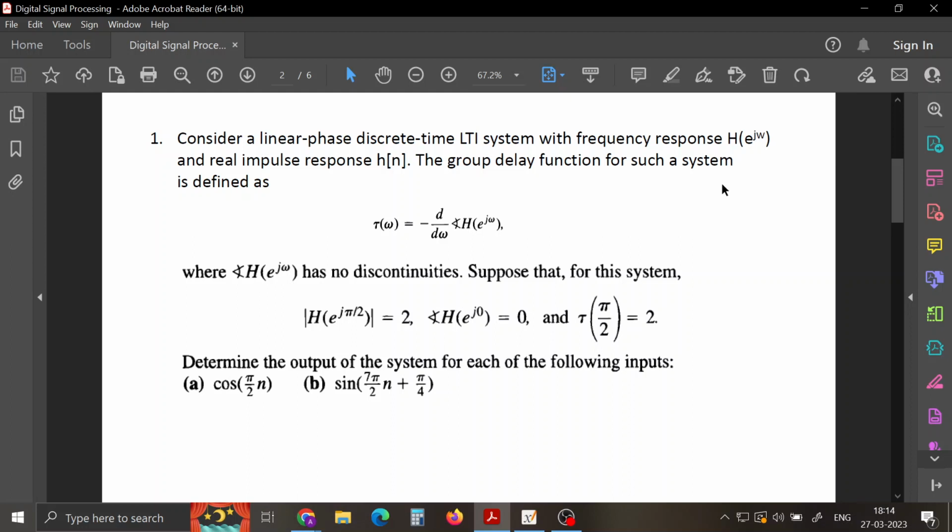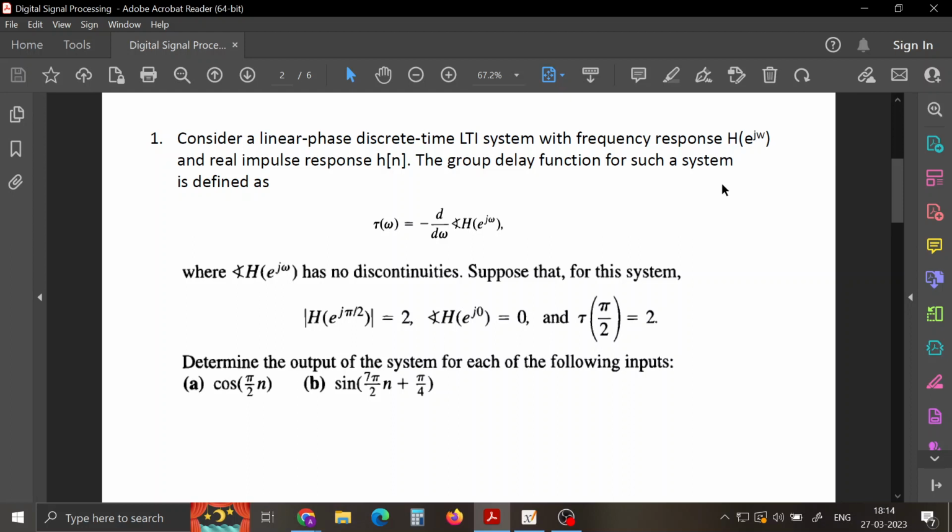Alright. In the question, the very first keyword that is noticeable is linear phase. Now, why is this linear phase information important? Let's see why this is important.